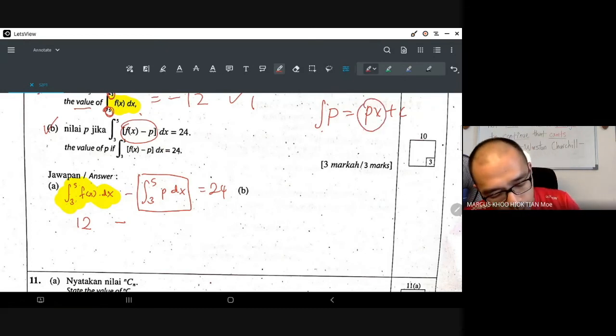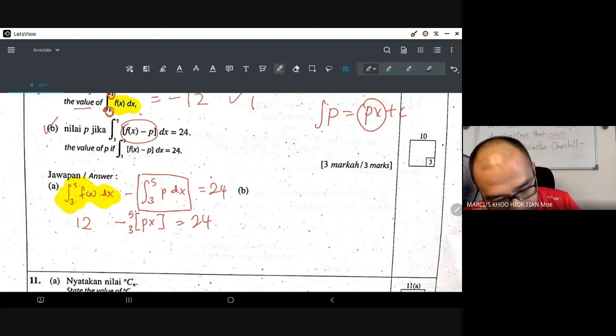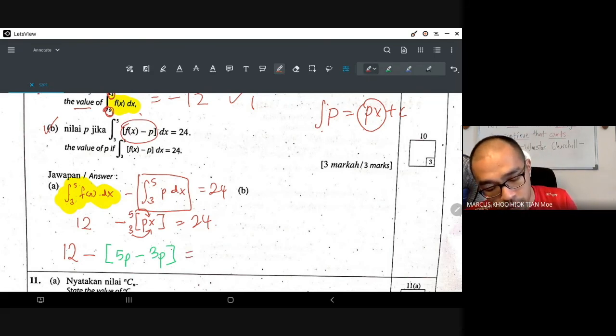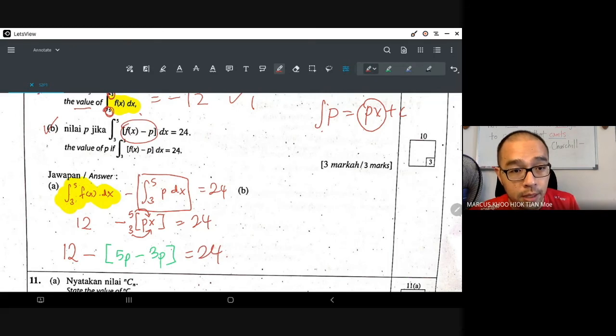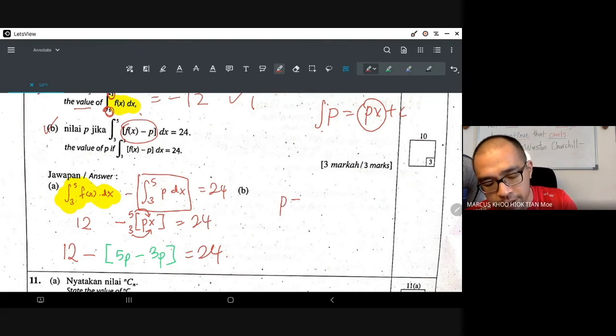So this will be px, and then you have 3 at the bottom here, 5 up here, equals 24. Now what do we do with this 5 and 3? We substitute it into the x. Gantikan di dalam x, tetapi kasih tolak lah. So 12 minus 5p minus 3p. Saya gantikan x dengan nombor 5, saya gantikan x dengan nombor 3, and I'm going to get equals 24. And this is where you do a little bit of magic, and you get p equals negative 6.